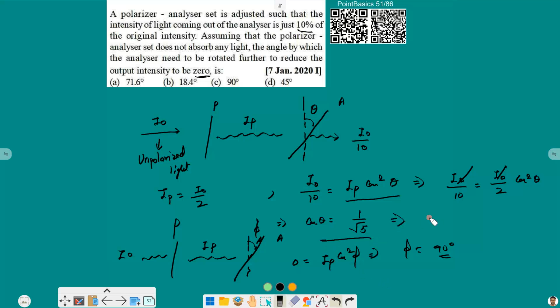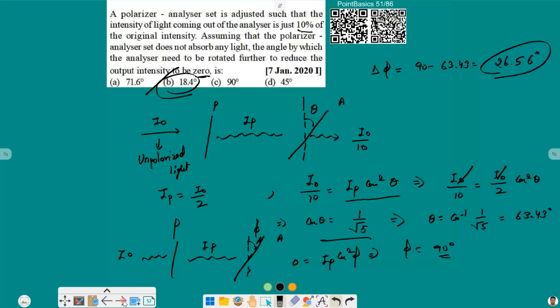Now from this, if we take the value of theta, then theta will be cos inverse 1 by root 5, and that is theta is 63.43 degree. So the rotation which we need, let's say delta phi, will be 90 minus 63.43, and this will be equal to 26.56 degree. Now the nearest match is option B. So option B will be the right answer.